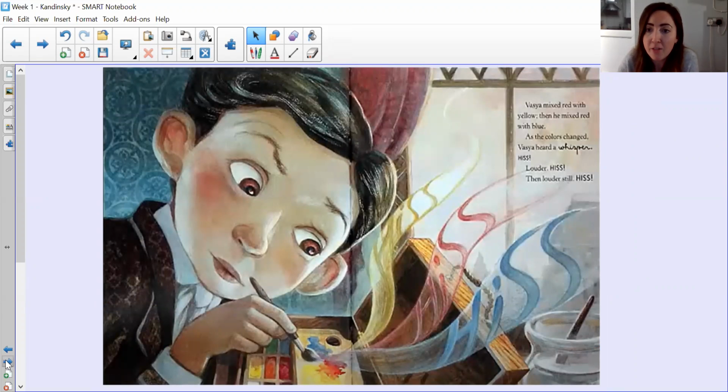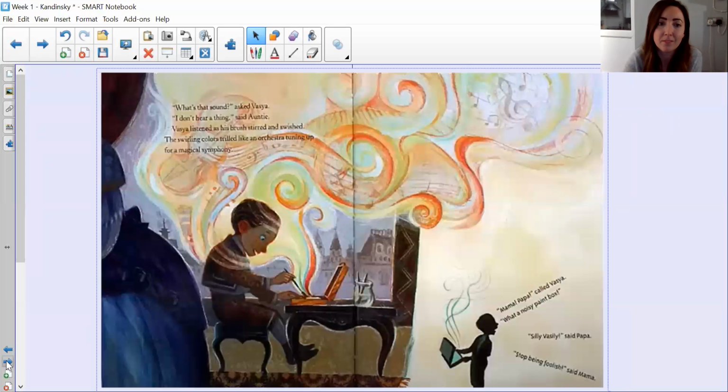Vasia mixed red with yellow, then he mixed red with blue. As the colours changed, Vasia heard a whisper. Hiss! Louder. Hiss! Then louder still. Hiss! "What's that sound?" asked Vasia. "I don't hear a thing," said Auntie. Vasia listened as his brush stirred and swished. The swirling colours trilled like an orchestra tuning up for a magical symphony. "Mama, Papa," cried Vasia. "What a noisy paint box." "Silly Vasia," said Papa. "Stop being foolish," said Mama.